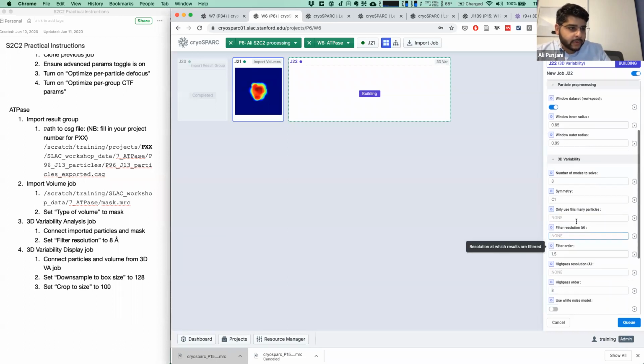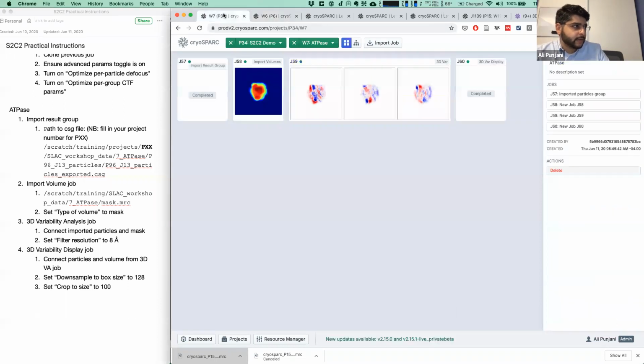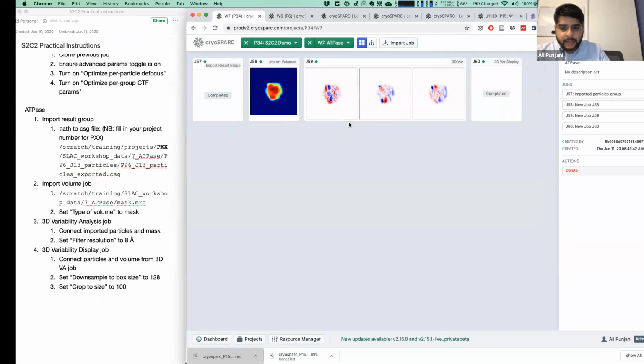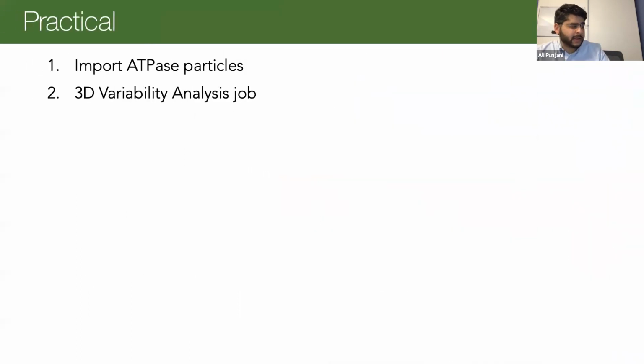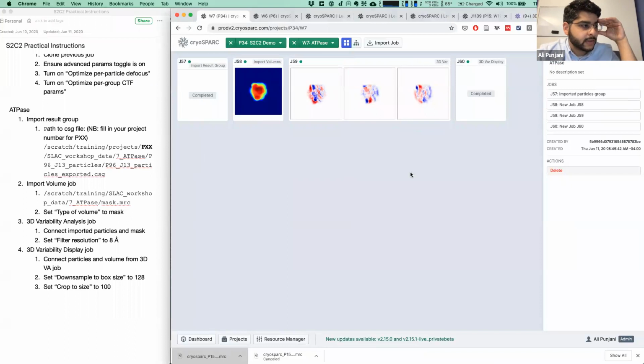Now I'm going to explain what all the parameters mean, but right now we're just going to set the filter resolution to 8 angstroms and go ahead and queue that job. I'm not actually going to do that on this server since everyone else needs to use it, but I'll come back to my own instance where I have already run the 3D variability analysis job. So that's all we need to do right now, and I'll just jump back to the slides and continue. I'll just give another minute for practical participants to follow the instructions.